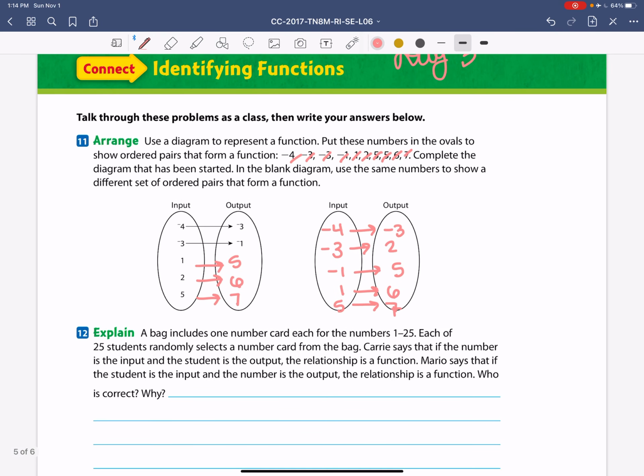As long as you only had one output, the only thing that you had to do is make sure that you had no repeating inputs. No repeating inputs. And then you would have been good.